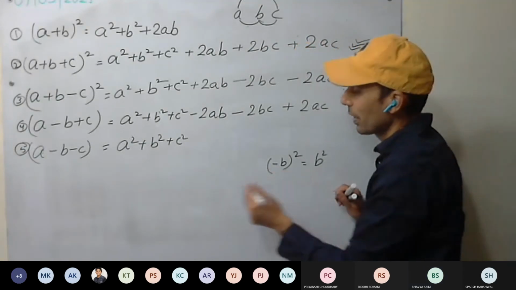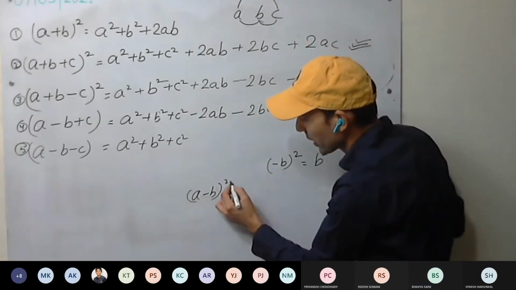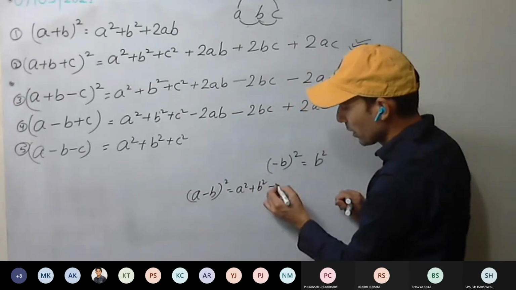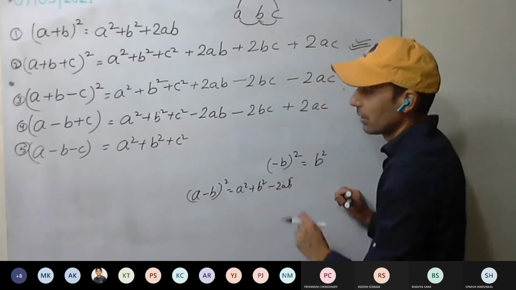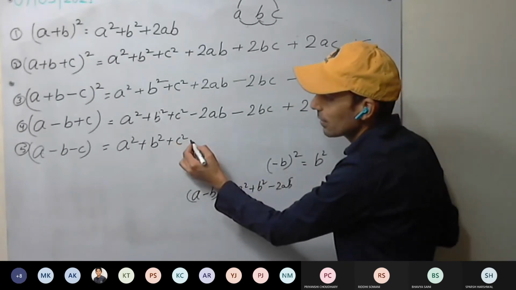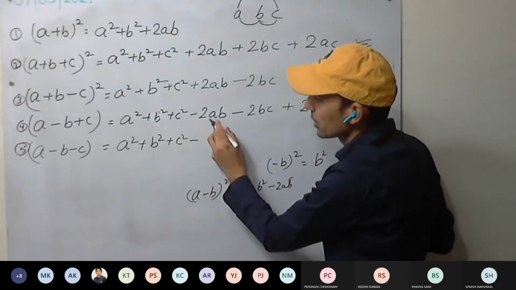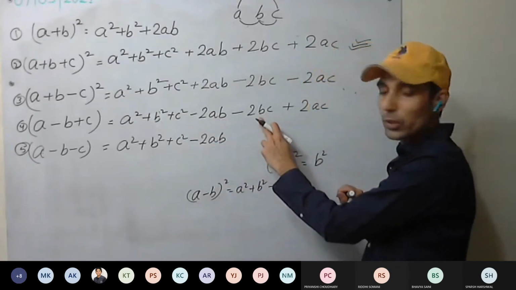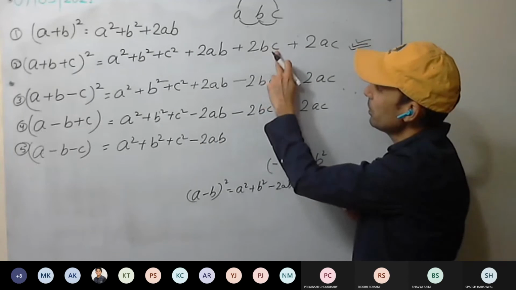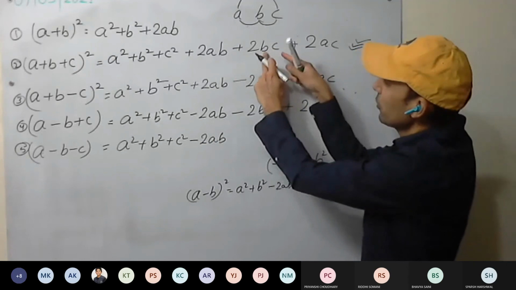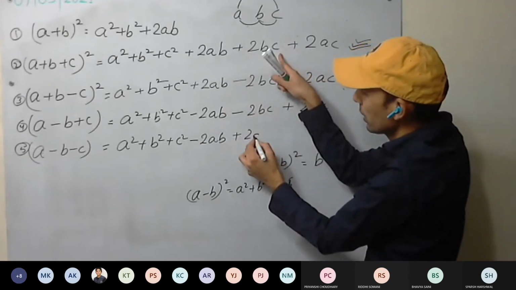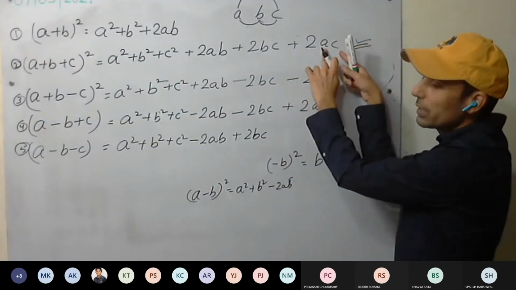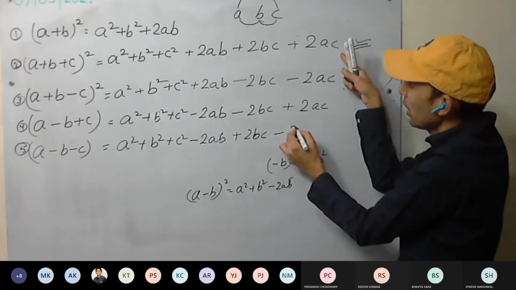We are doing that also, A minus B the whole square. A square plus B square. It is minus B the whole square, so B square. Minus 2AB. Here it is single only. What will be next, plus or minus? A is positive, B is negative, so minus 2AB. Here B and C both are negative. Negative, negative will become plus. Plus 2BC. Now 2AC. A is positive, C is negative, so it will be minus 2AC.